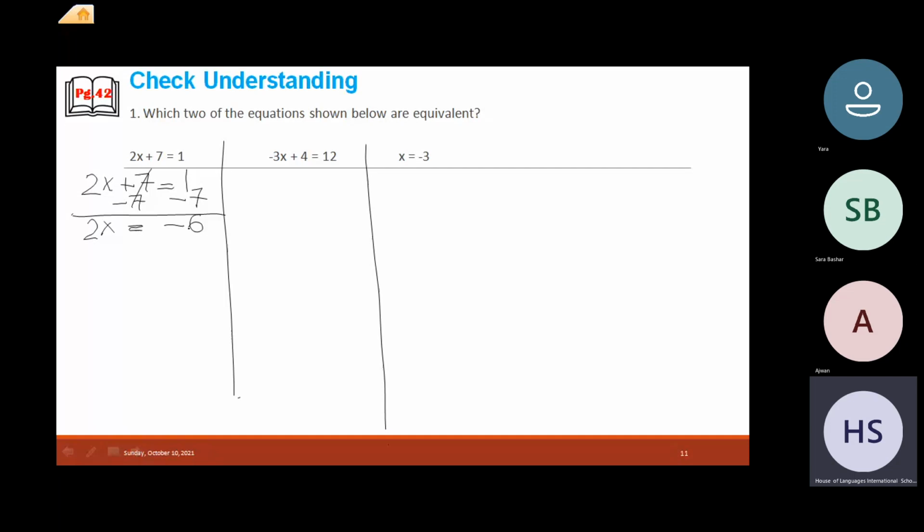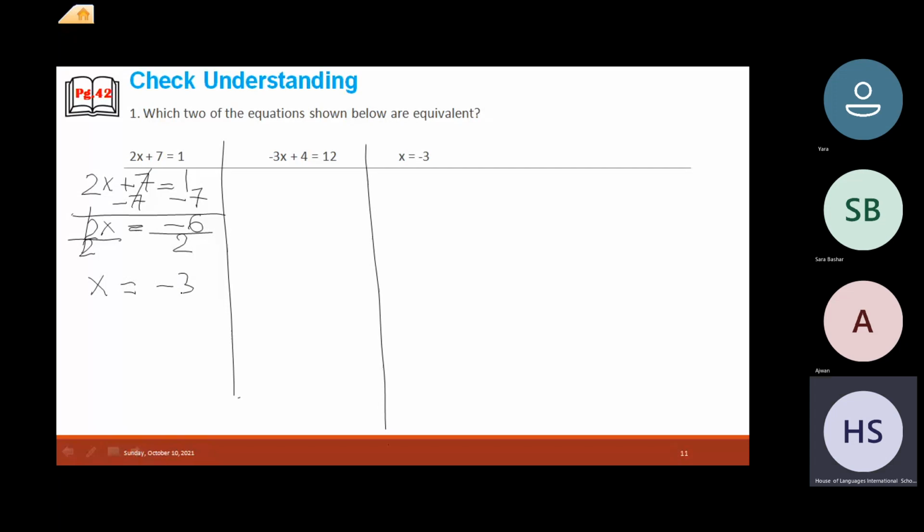Now then, where is my x? It's multiplied by what? By 2. I want only x. I don't want 2x. If I need to solve for x, I must have the coefficient 1. So I must divide here by what? By 2, and here by 2. Then x is equal to negative 6 over 2, negative 3.